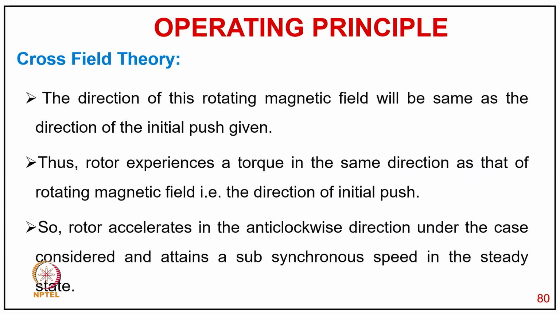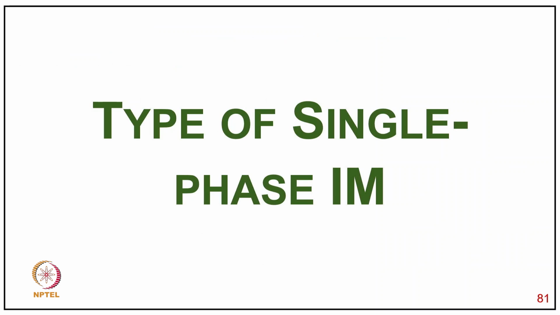The direction of this rotating magnetic field will be the same as the direction of the initial push given. Thus the rotor experiences a torque in the same direction as that of the rotating field, the direction of the initial push. So the rotor accelerates in the anticlockwise direction in the case considered and attains a subsynchronous speed in the steady state. These are the two concepts which are basically used as the theory of single phase induction motors. Now we can classify the single phase induction motor.